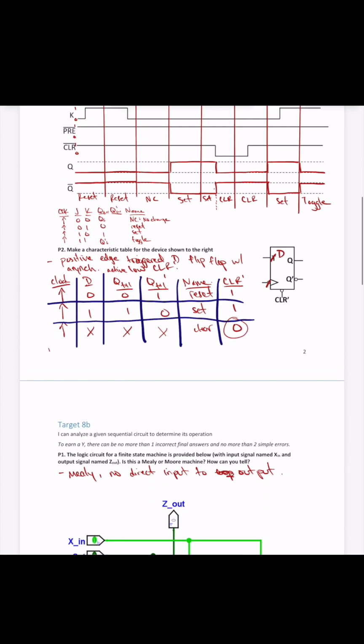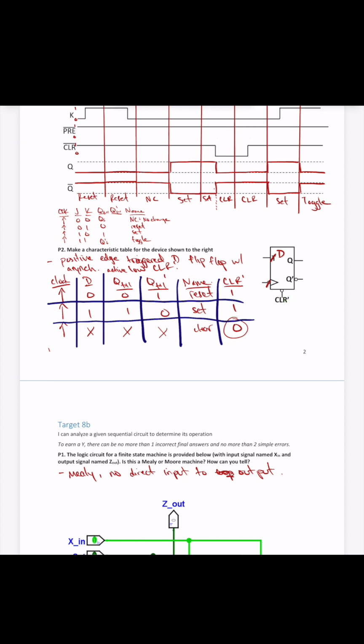For problem 2, you make the characteristic table for a T negative edge with a clear active low initially, but I made this a D positive edge, still with a clear active low. So here's the characteristic table. The output follows what D is. So D of 0 means the next state of 0 would be a reset, and with 1, the next state would be 1, it follows it. The opposite output is the opposite of that, obviously. That's the set, and clear is still not active, high, as the not is right here.